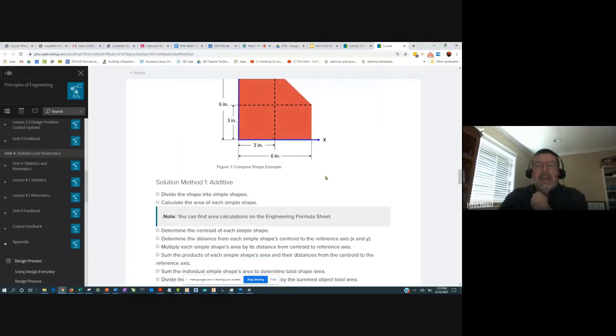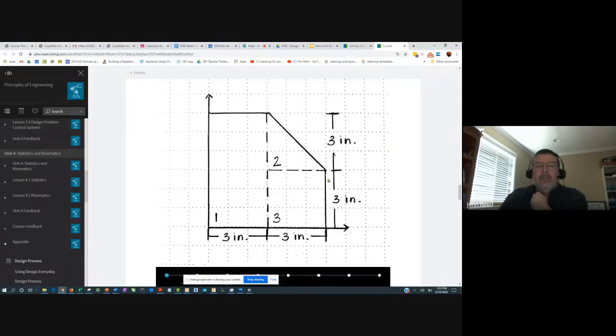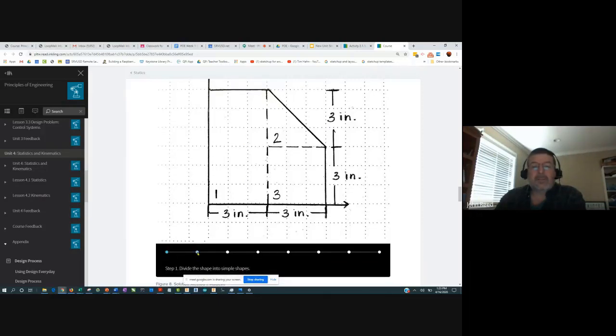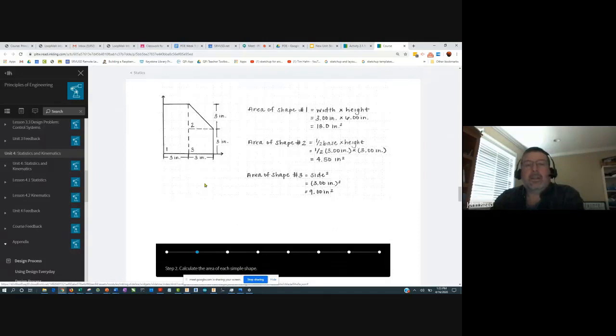So there's two methods. There's the additive and the subtractive. So this is pretty good. So here's the picture. We've got this object that looks like this. And I'd encourage you as you're doing these assignments to draw these pictures out nice and big like this. So let's go to the next step. And what they're doing here first is they're breaking it up into three different regions, all of which we know the centroid for: rectangle, square, triangle.